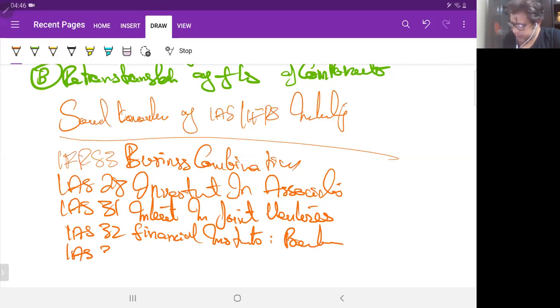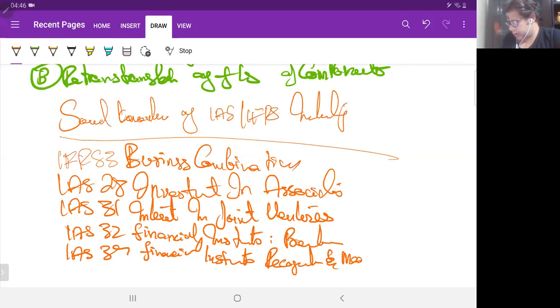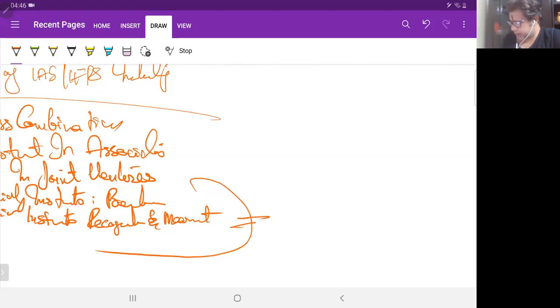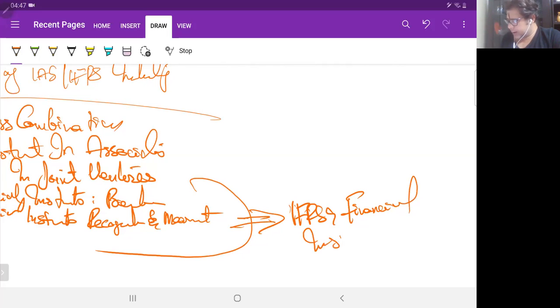IAS 39, financial instruments, recognition and measurement, or I will say the combo or the recent one, IFRS 9, financial instruments, right?